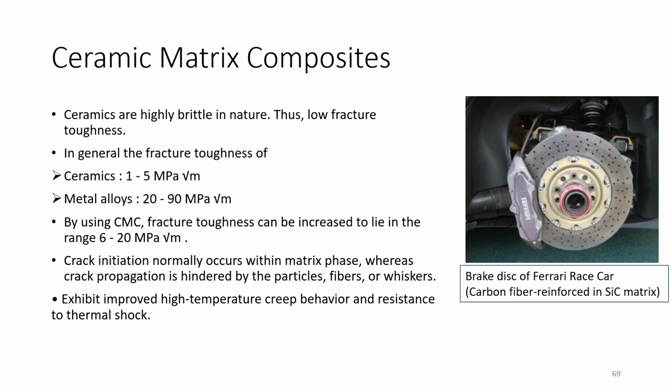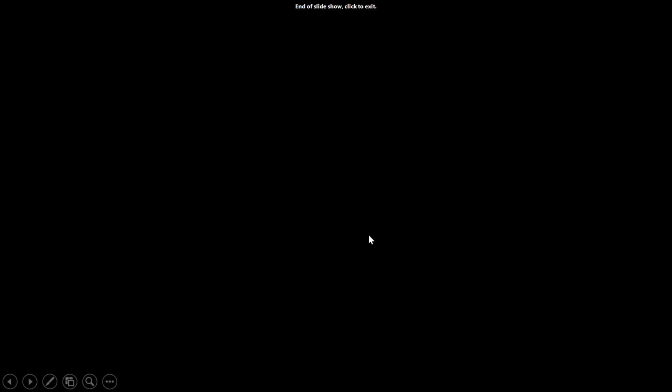Now your crack initiation normally occurs within the matrix phase, whereas crack propagation is hindered by particles, fibers or whiskers. And these exhibit improved high temperature creep behavior and resistance to thermal shock. Now the brake disc skin of a Ferrari race car is made by carbon fiber reinforced in silicon carbide matrix. This is one of the applications.